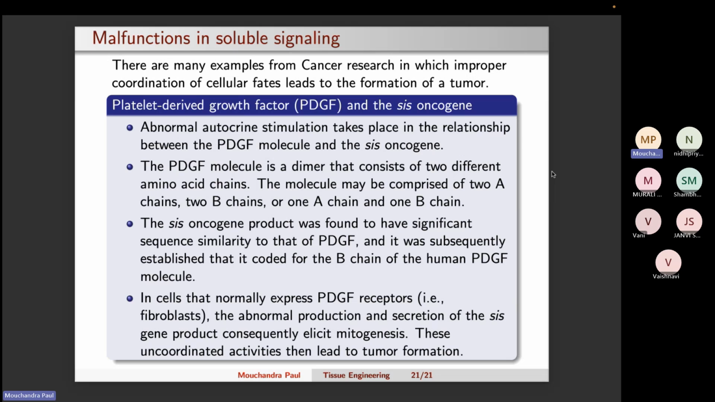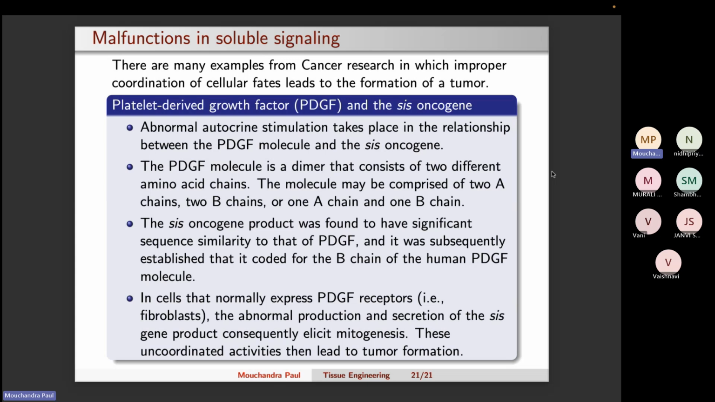PDGF consists of two subunits, basically two A chains or two B chains, or one A chain and one B chain. Whereas for the protein synthesized by transcribing and translating the cis oncogene, people have found there is a sequence similarity between the cis oncogene protein and the PDGF molecule, especially the B chain. The B chain of the PDGF molecule is sequentially very much similar to the cis oncogene.